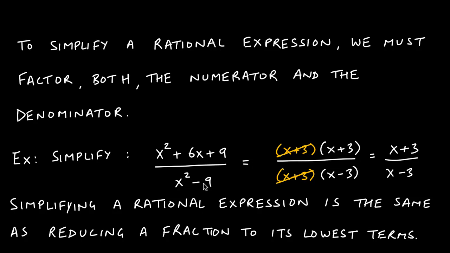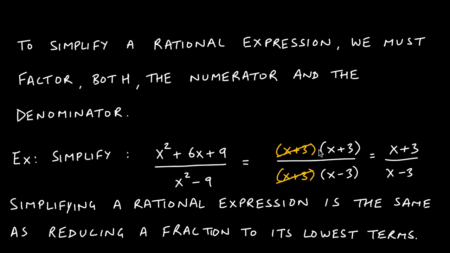X squared minus 9, the first thing we think of is the GCF. This expression doesn't have any. The next question to ask is how many terms? Well, this expression has 2 terms in it. And hopefully you can recognize fairly quickly that this is a difference of squares. So a difference of squares factors to a plus b times a minus b. So this factors to x plus 3 times x minus 3. Again, the square root of x squared is x. The square root of 9 is 3.